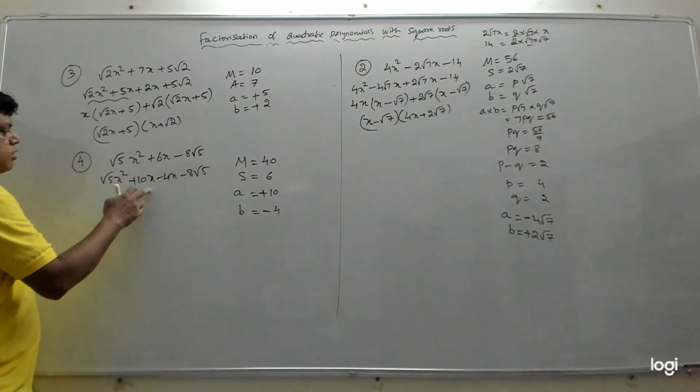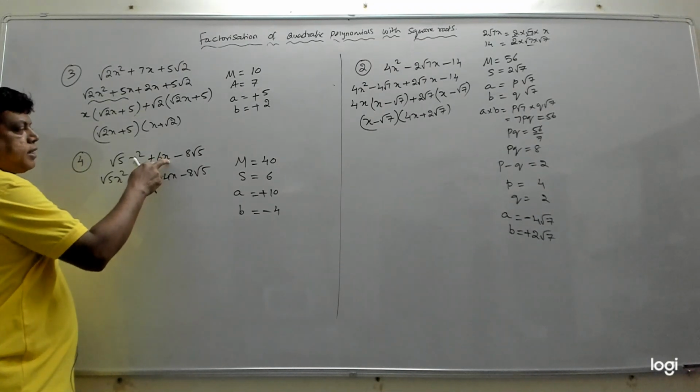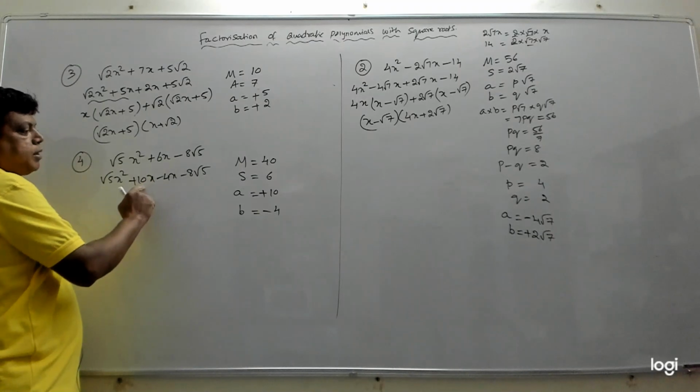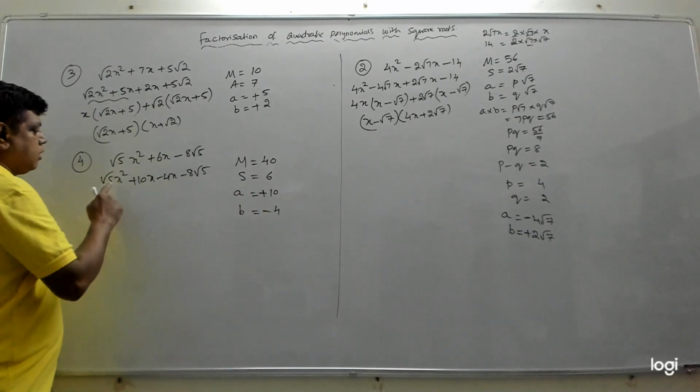Now in this, what is common? If you do this 10x minus 4x, you will get 6x. So this is 6x only, you are writing it as 10x minus 4x. How do I know it should be 10 and minus 4? Based on these two. Now from these two, what is common?